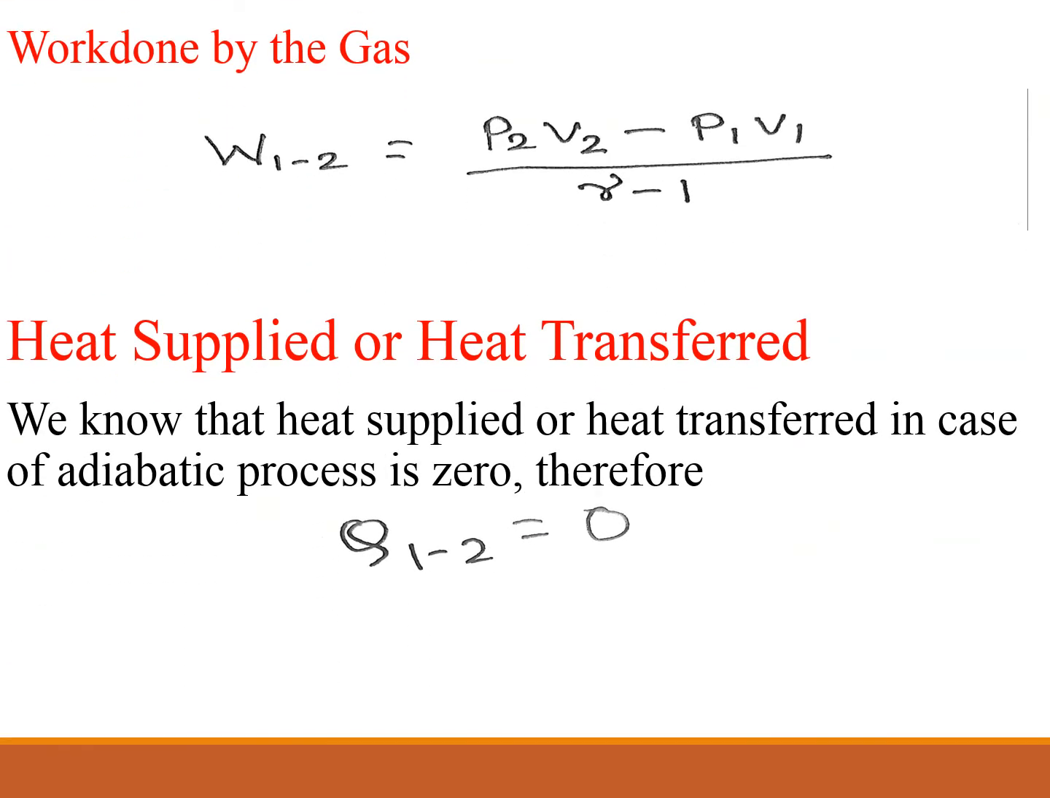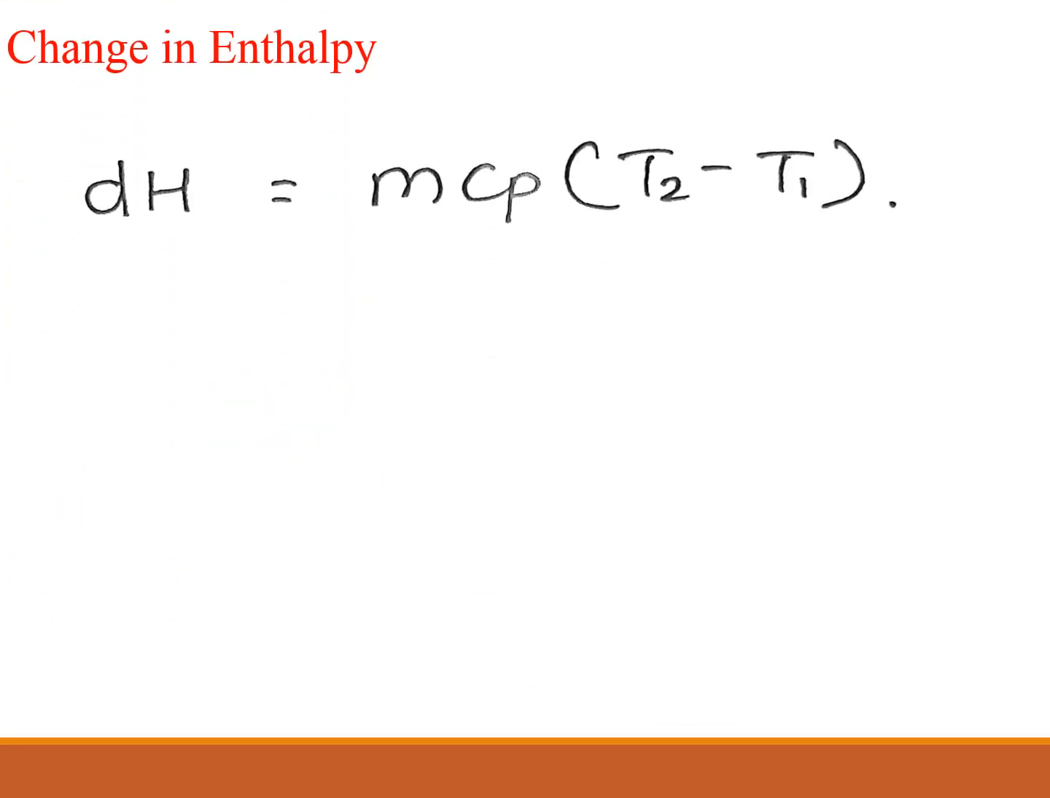Work done by the gas for adiabatic process is (P2V2 minus P1V1) upon gamma minus 1. Heat supply or heat transfer for adiabatic process. We know that heat supply or heat transfer in case of adiabatic process is 0. So therefore Q is equal to 0. Change in enthalpy is equal to mCp (T2 minus T1).